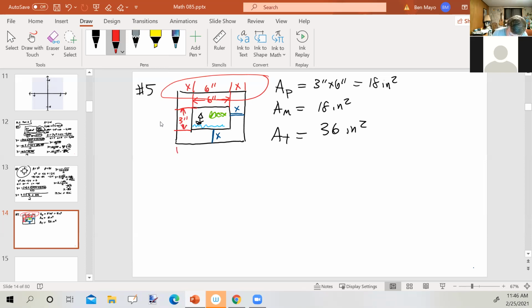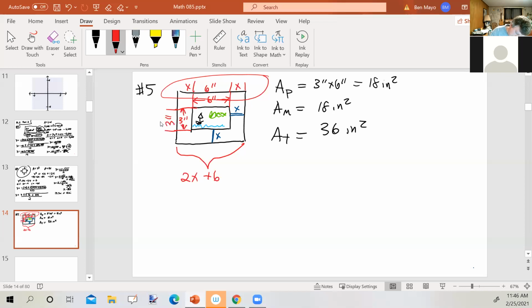So that whole side would be 2x plus 6 inches. Are we okay with where I got the 2x plus 6? The X, the 6 inches, the X. All right, now, how about this width?